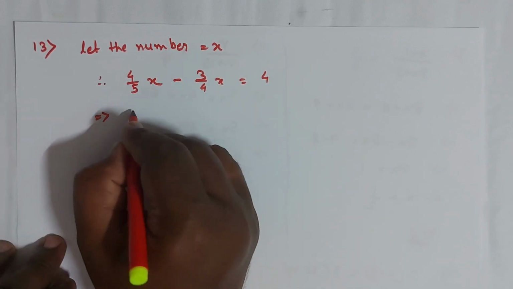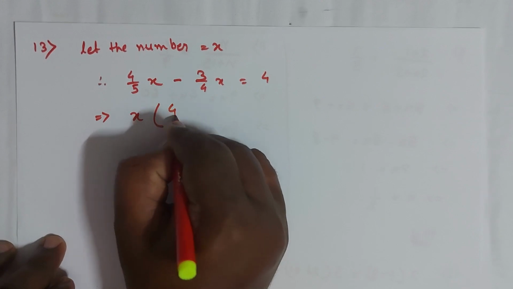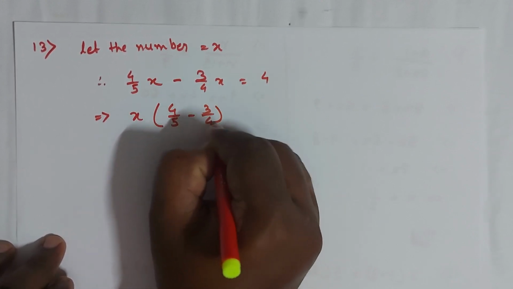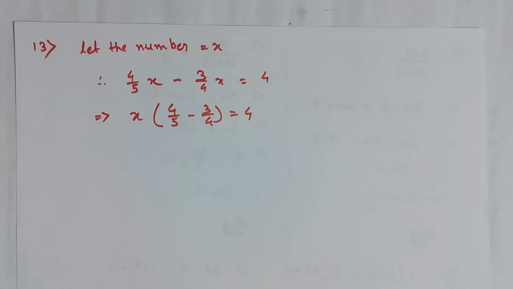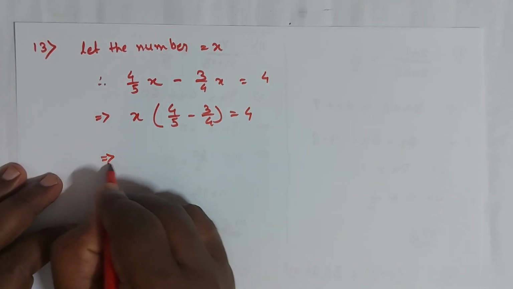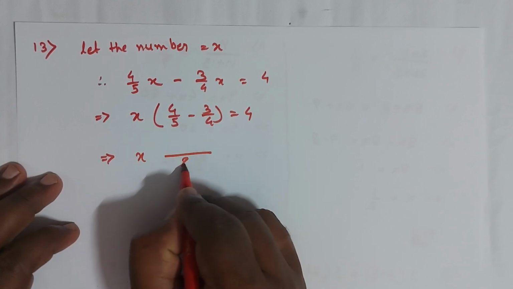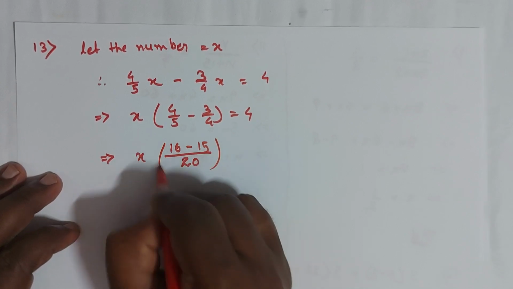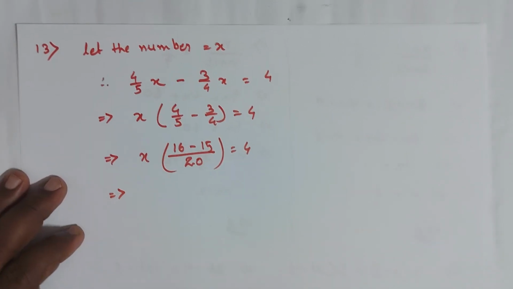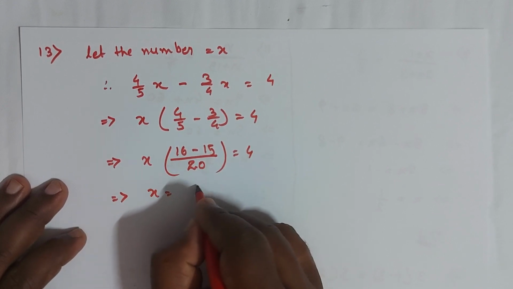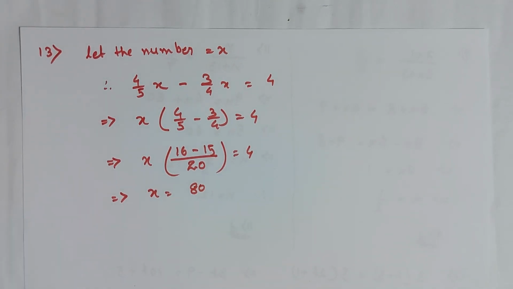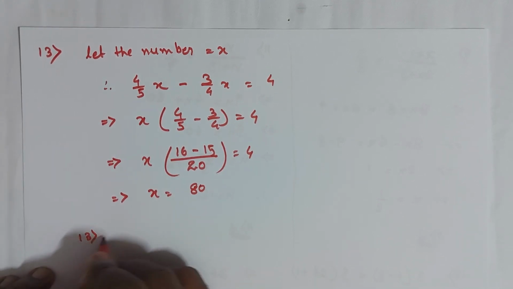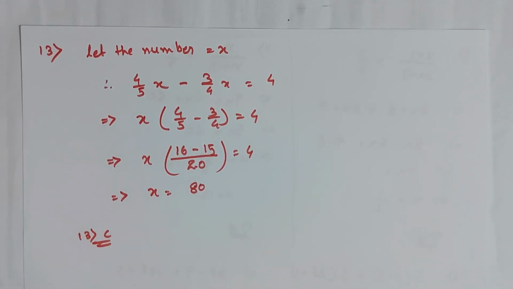So if we take x common, then it is 4 by 5 minus 3 by 4 equals 4. Okay, so then this will be x, this is 20, 16 minus 15 equals 4, or x is equal to 80. So the number is 80. Okay, 80 is in option C. So question number 13, option C is our correct answer.